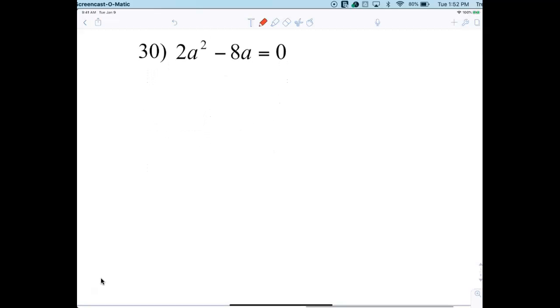Uh-oh. 30. What's the GCF? 2. Now notice the difference here. If there's a variable involved, you got to factor it out. You can't divide out a variable. All right, so we're going to factor out a what? 2a. What's left behind? A minus 4. Now you set them individually equal to 0. 2a equals 0. A minus 4 equals 0.